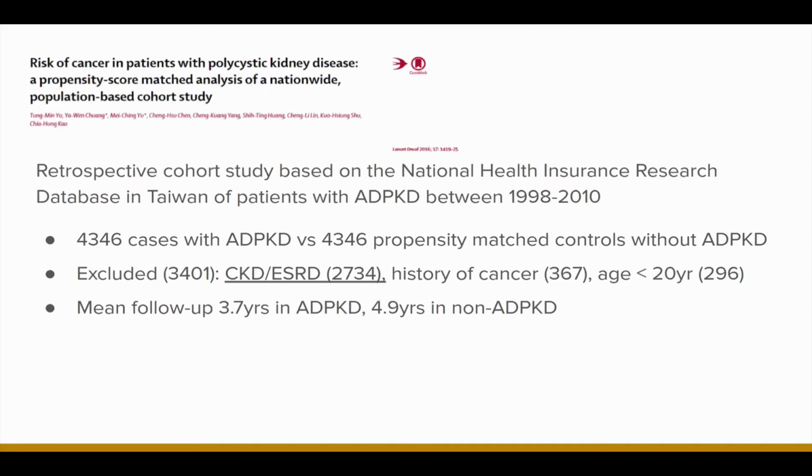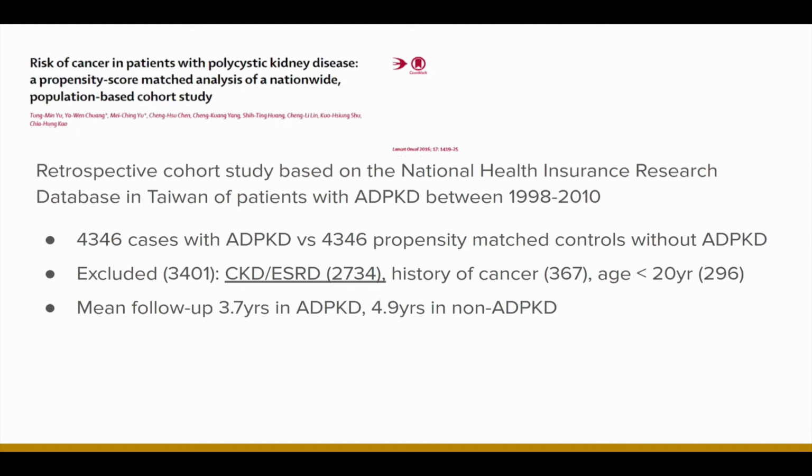Now, the most recent large-scale study looking at malignancy and polycystic kidney disease is out of Taiwan by Yu et al., and this was in 2016 in Lancet Oncology. They did a retrospective cohort study based on the National Health Insurance Research Database of Taiwan of all patients with polycystic kidney disease. And they found 4,346 cases, and they compared this with the same number of propensity-matched controls that did not have polycystic kidney disease.